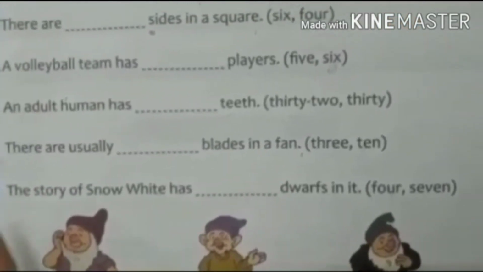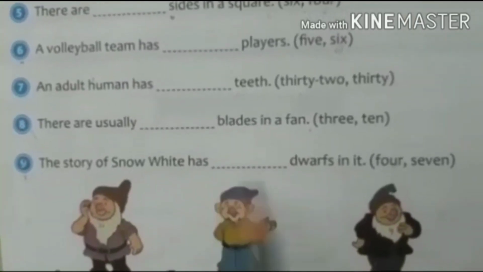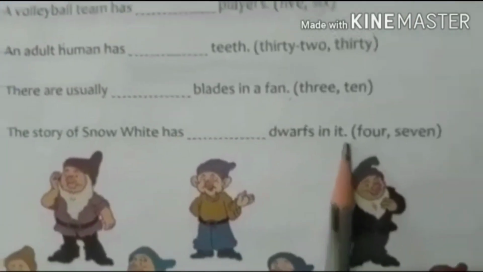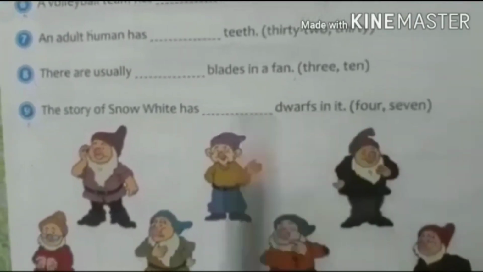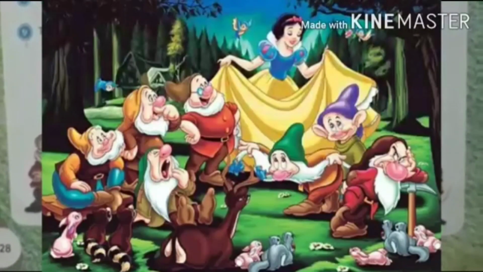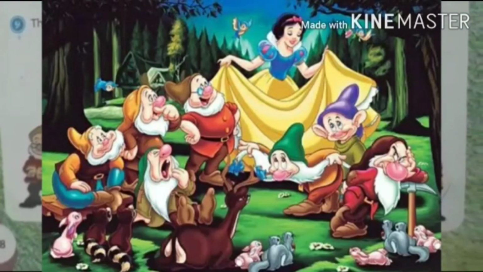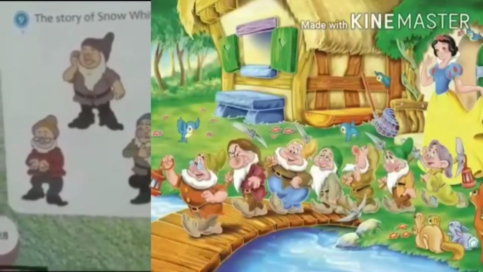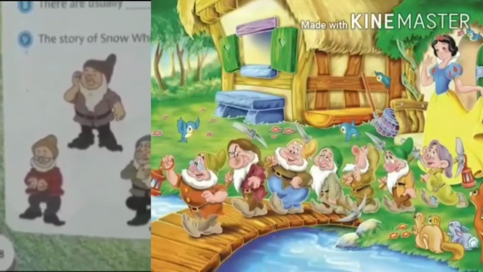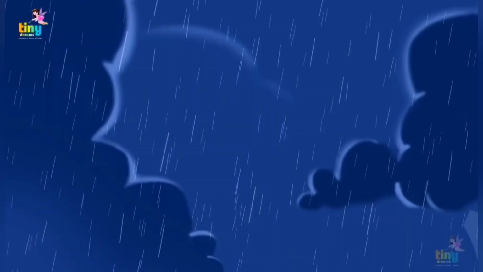Ninth question. The story of Snow White has dash dwarfs in it, 4 or 7. This question is from a fairy tale story. So, what is a fairy tale story? It's an imaginary story. എന്ന് പറഞ്ഞാൽ തികച്ചും ഒരു സാങ്കല്പിക കഥയാണ്. I am sending a video of this story. Hear the story carefully and write the answers.